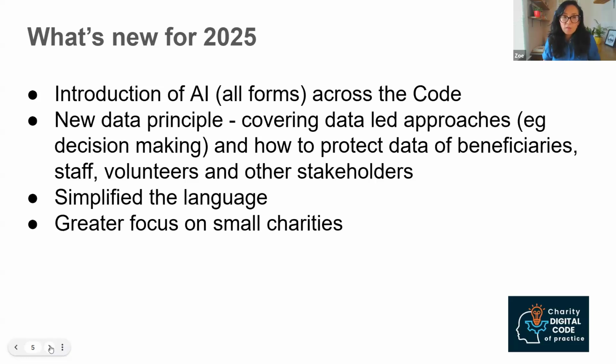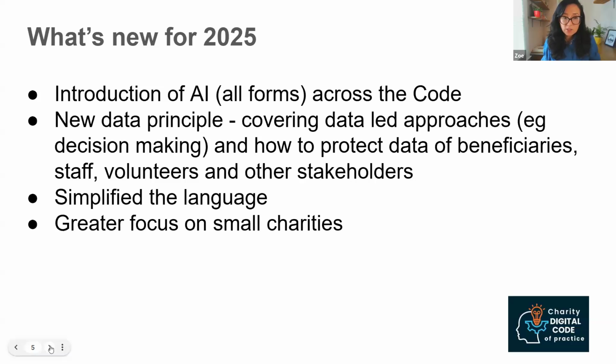Other thing that's new for 2025 is that there's a new data principle. So when we first developed the code back in 2018, there were references to data and best practice, but it was quite light touch, and we knew that really needed to be beefed up. And so please do have a look at that. There's obviously the standalone principle now, but it's worth also looking at other references to data through the rest of the code as well, because there's some best practice throughout.